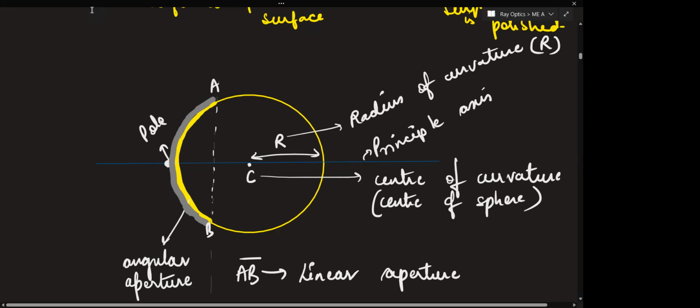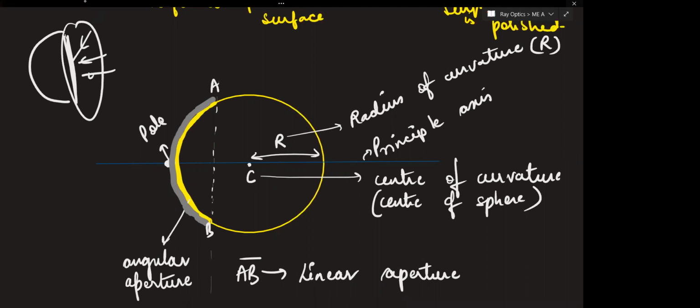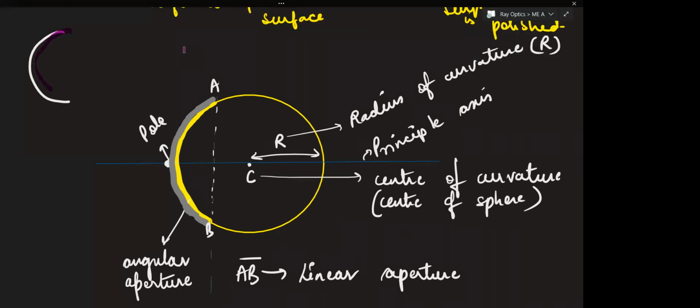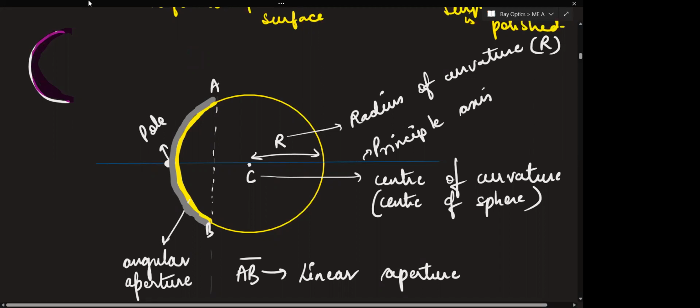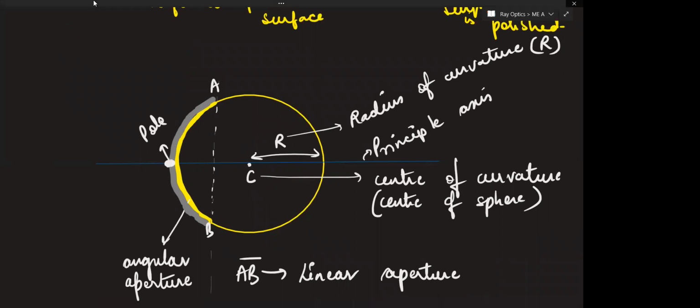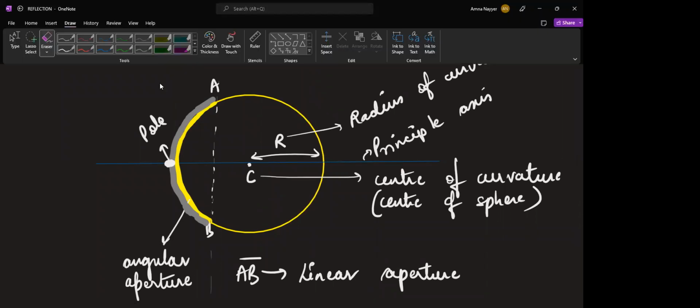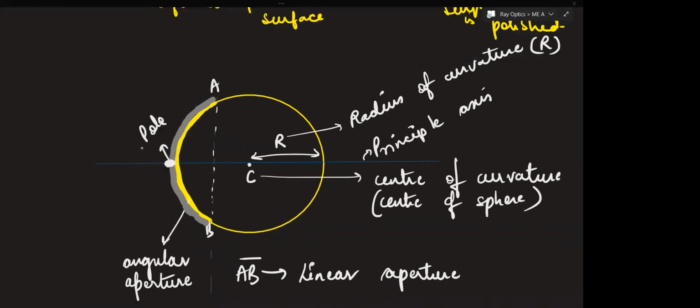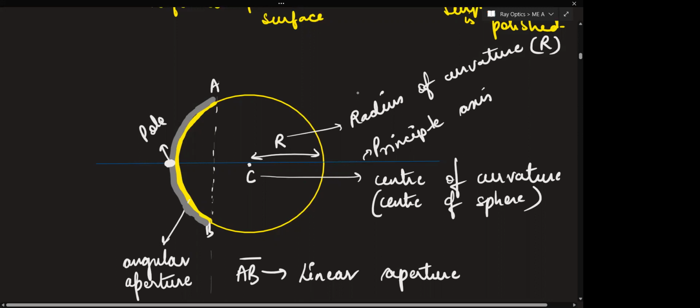Linear aperture, this is your curved surface, no? This aperture from where the light will enter is known as the linear aperture. And this part of the sphere, from where the light rays will bend and angulate themselves, is known as the angular aperture. Clear? This part is clear? Okay. So radius of curvature, principal axis, pole, center of curvature, angular aperture, linear aperture, and principal focus is there.